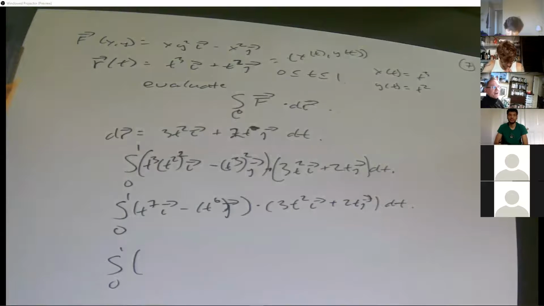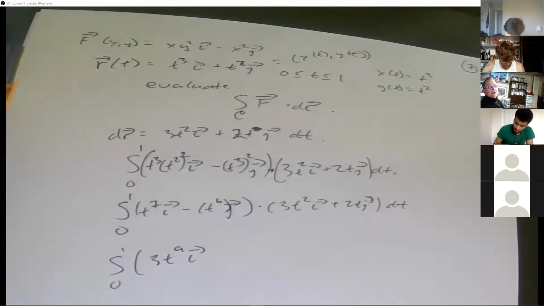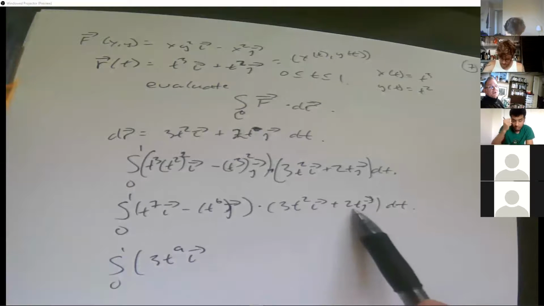I'd say 3t to the 9th i. 3t to the 9th i. And look how nicely it works out. Is that a 3 you've got here? After here? The other one? So that's another t to the 9th. Minus 2t to the 9th? This is a t to the 9th? I don't think so. This is a t to the 7th. Okay, I couldn't read it.